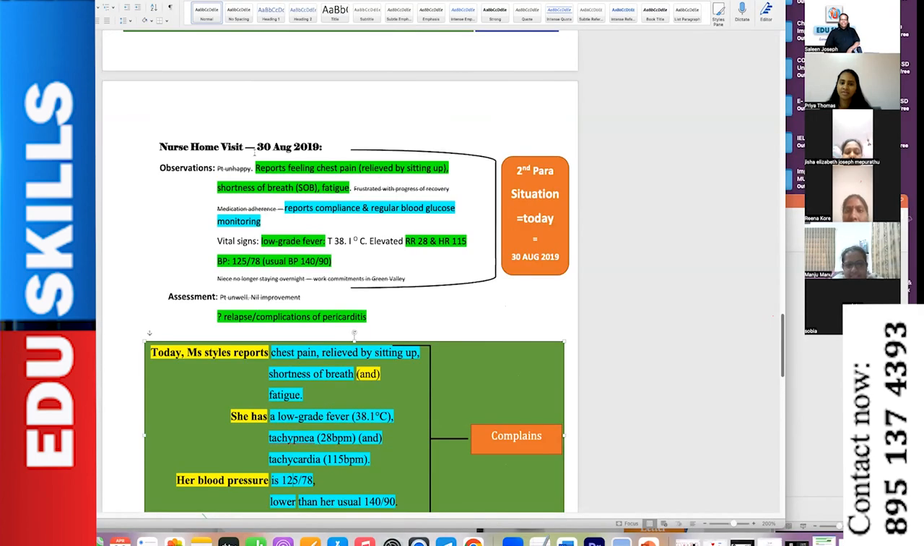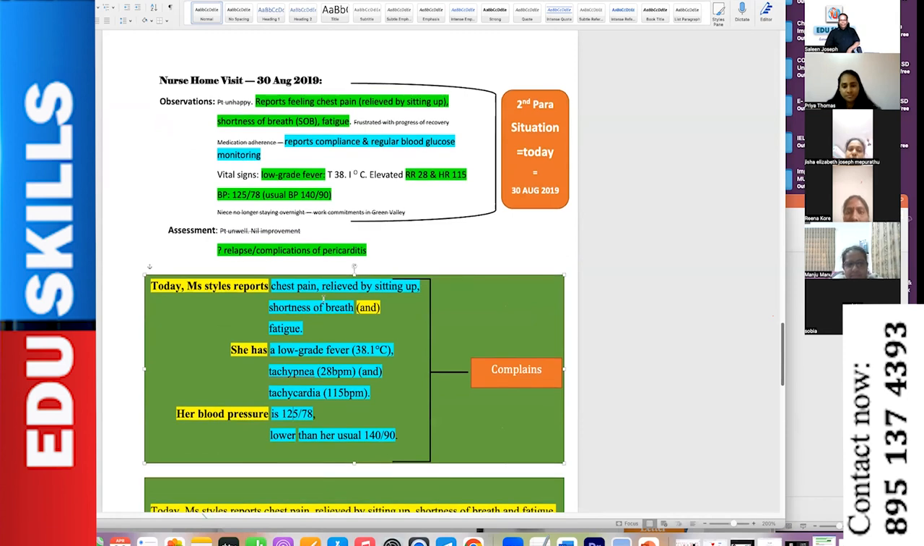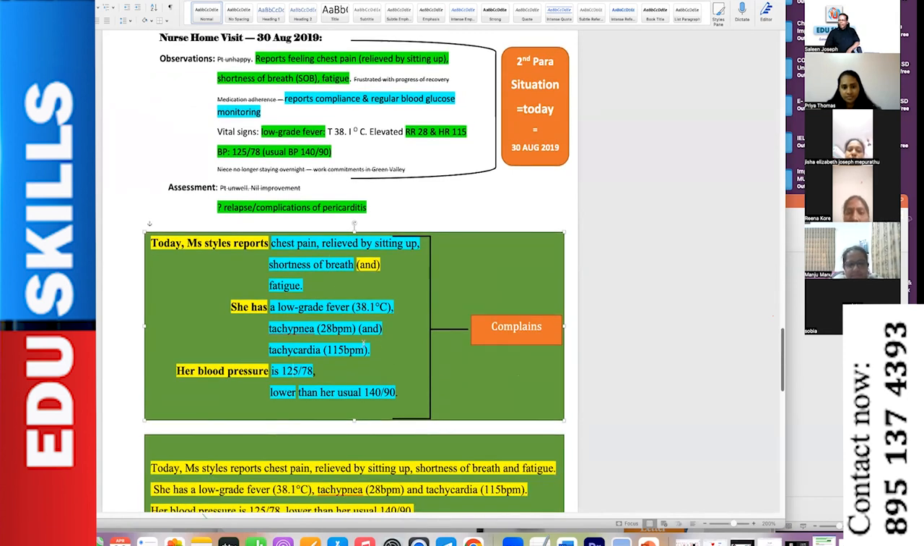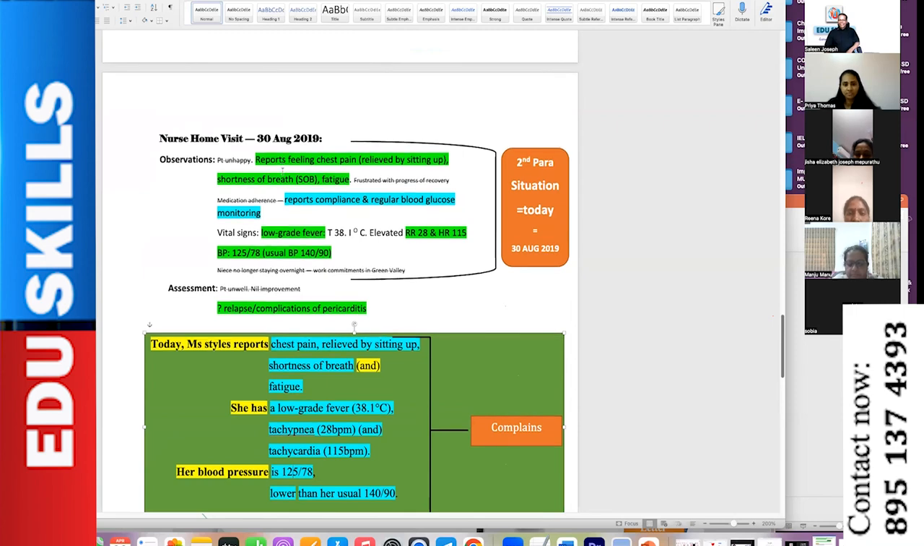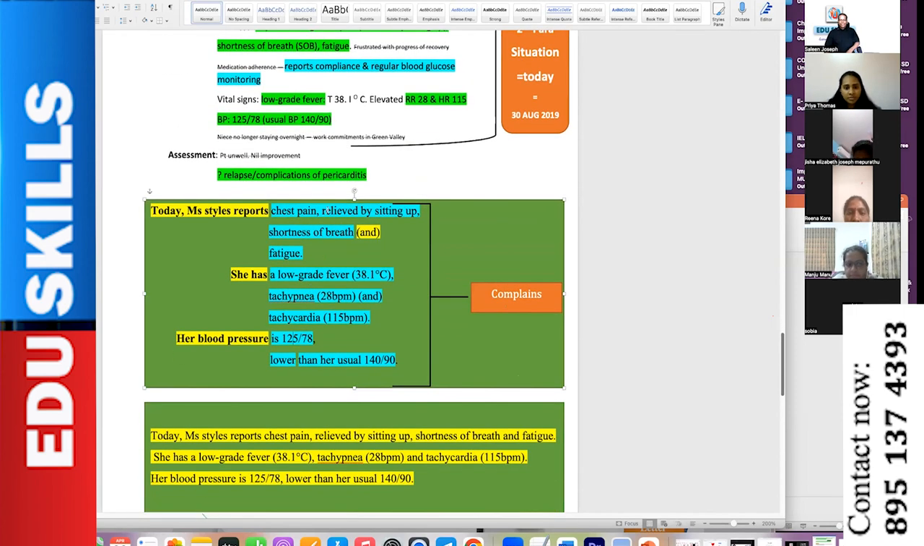Typo, sorry. You see, this is the case note, and here I just eliminated whatever is irrelevant and collected only relevant things. That's how you have to practice. Then what you need to add, instead of the date, is today, Mrs. Stiles reports. It is already there. She reports. Then same thing. I added one conjunction and made a compound sentence. That is, she has a low-grade fever. Again there is a list, so I have added this, and again one more. That's all we need to add.